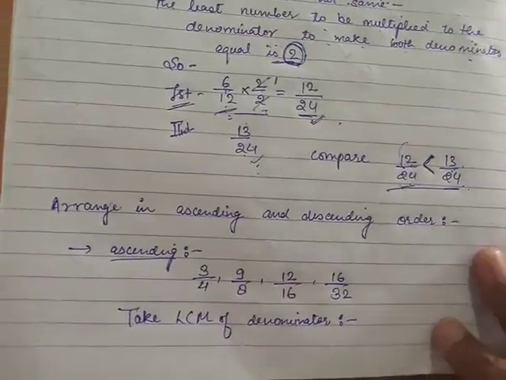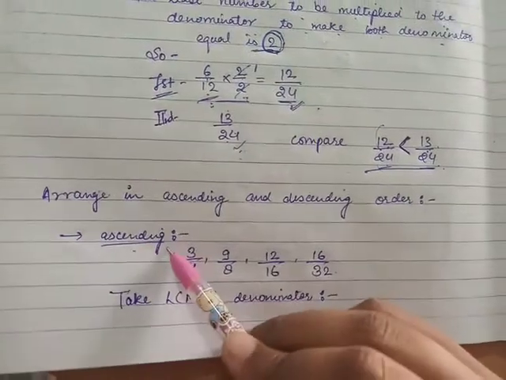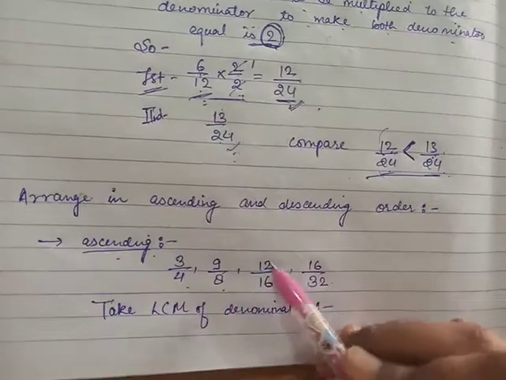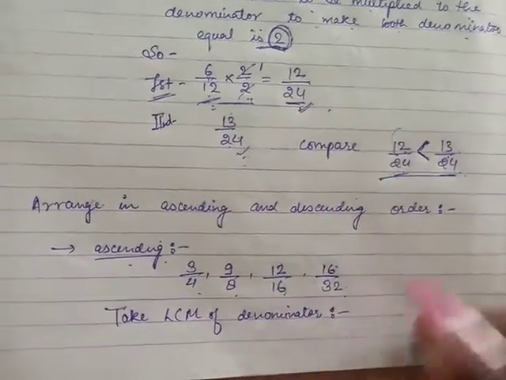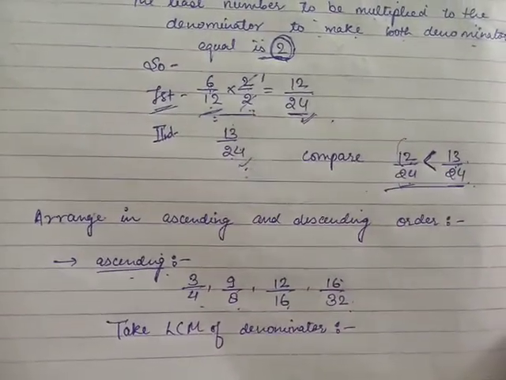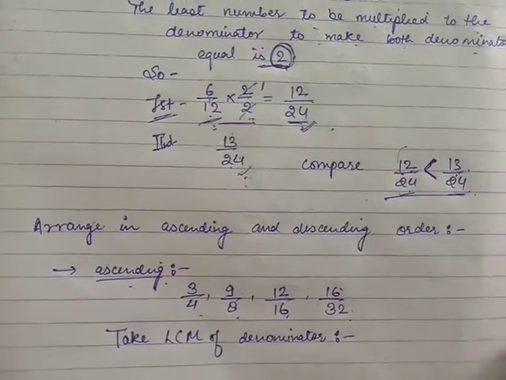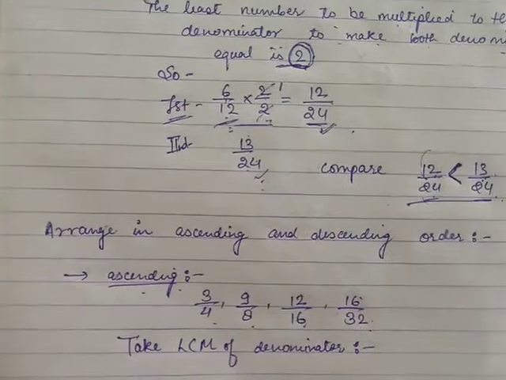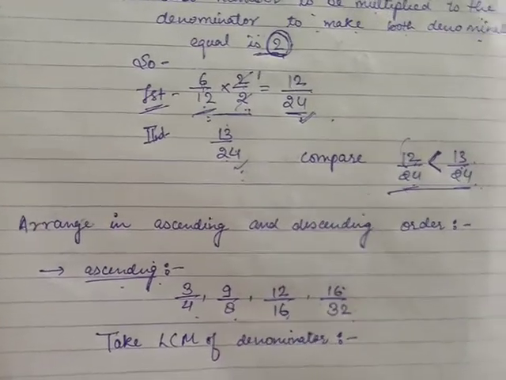Here is a question to arrange in ascending order. We have 3 by 4, 9 by 8, 12 by 16, 16 by 32. Here we have 4 fractions, and we have to compare them and arrange them in ascending order. So what we will do, we will first take the LCM of the denominators.